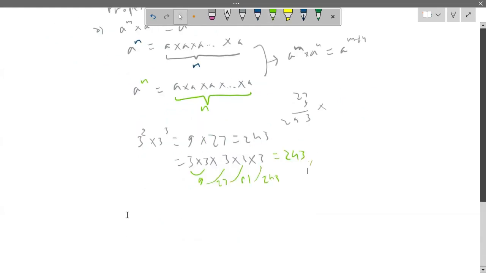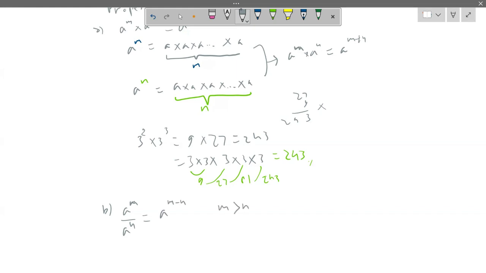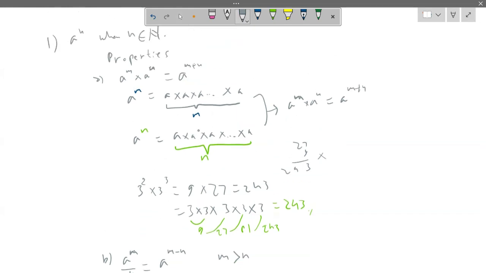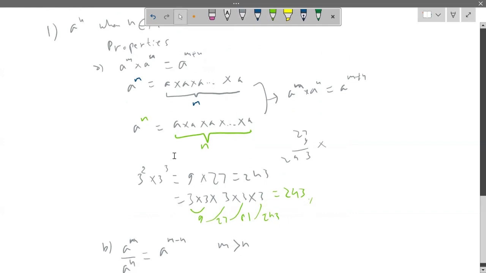The second property is the difference or the ratio between exponentials. If you have a to the power of m over a to the power of n, this is equal to a to the power of m minus n. But here we restrict ourselves with m greater than n. This is done to keep the resulting exponent from becoming negative.